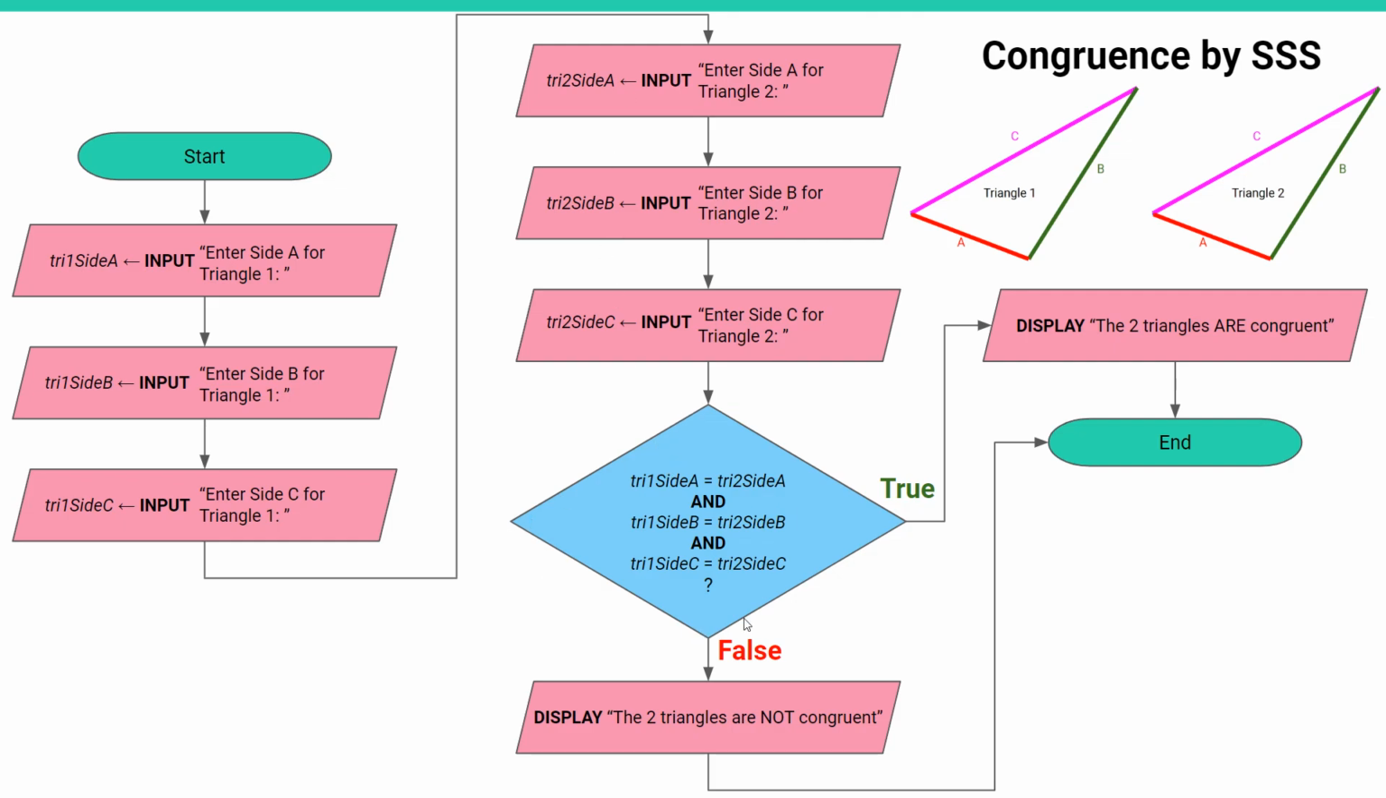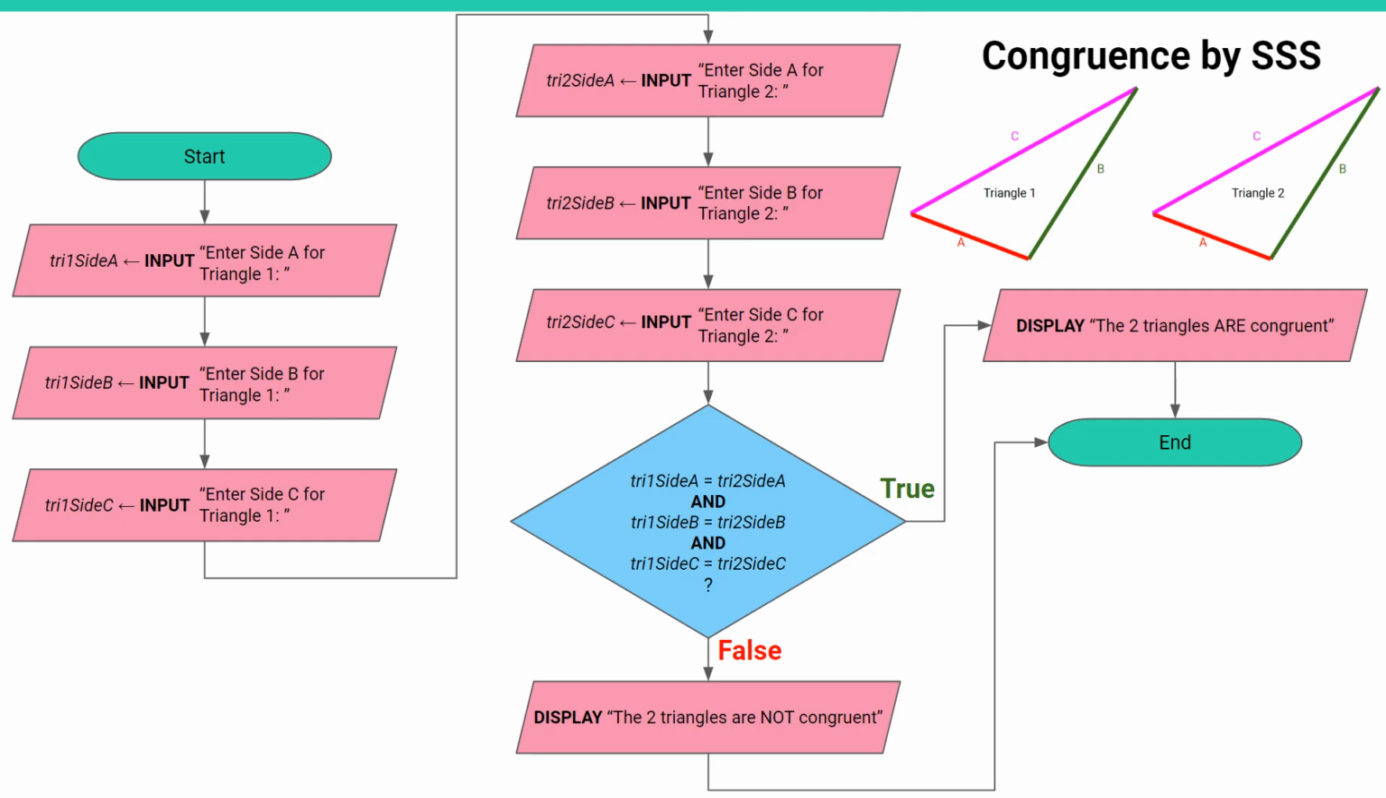And then we have this compound decision step here, where we're going to check whether side A from triangle 1 is equal to side A from triangle 2, and side B from triangle 1 is equal to side B from triangle 2, and side C from triangle 1 is equal to side C from triangle 2. And if all of those three sides are equal, then we know the two triangles are congruent. Otherwise, they are not congruent and our algorithm ends.